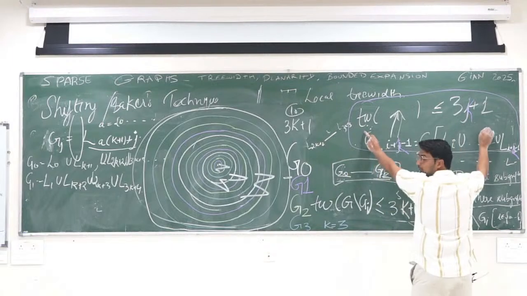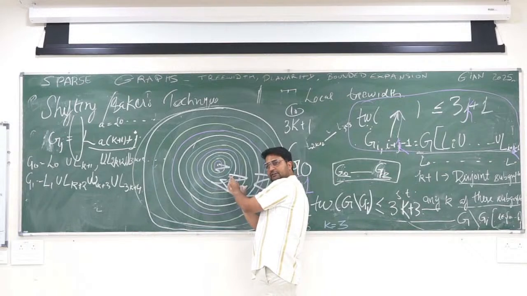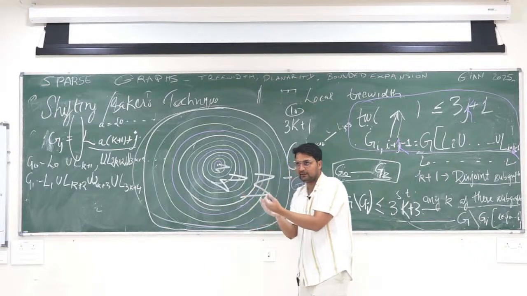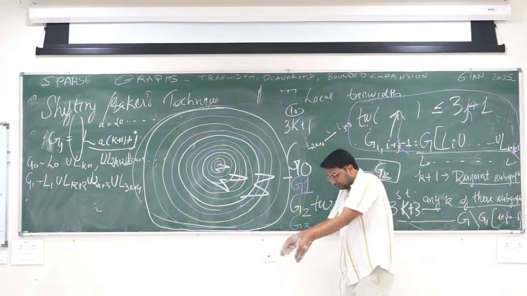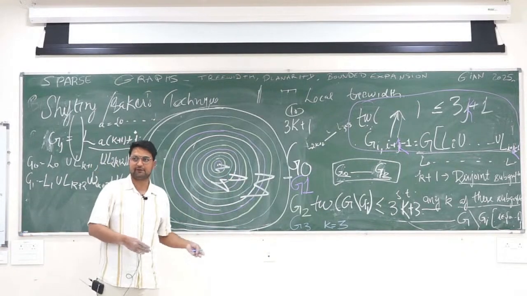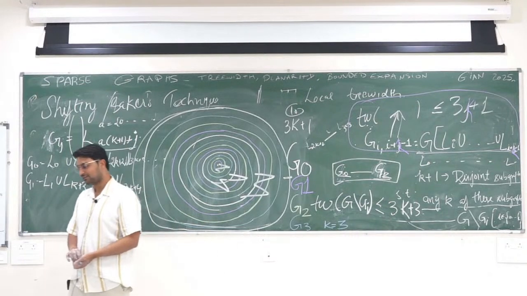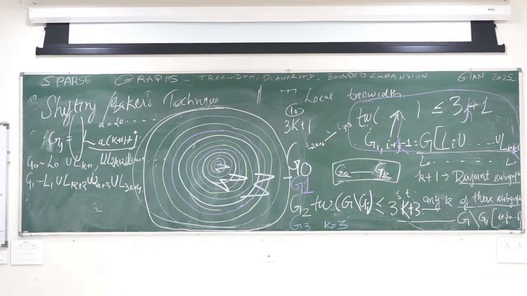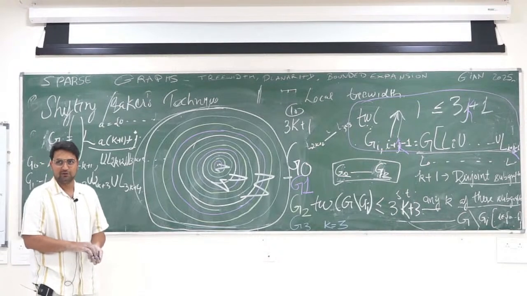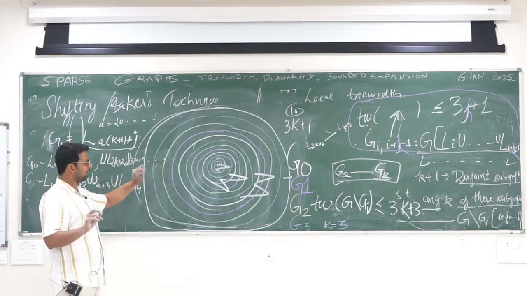Because of this statement, I know that if I take any k consecutive layers here, their treewidth is at most 3k plus 1. And if I delete any color from here, what am I left with? k consecutive layers, k consecutive layers, k consecutive layers, each of them with bounded treewidth, which gives me a bounded treewidth of the whole graph. Okay. Now let's come to a problem which is generally a bit difficult. The problem is subgraph isomorphism. And we will solve it using this technique.